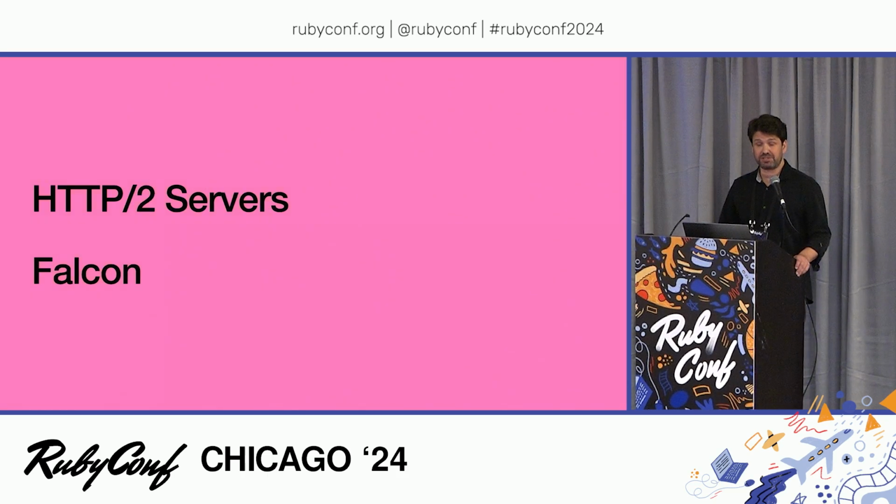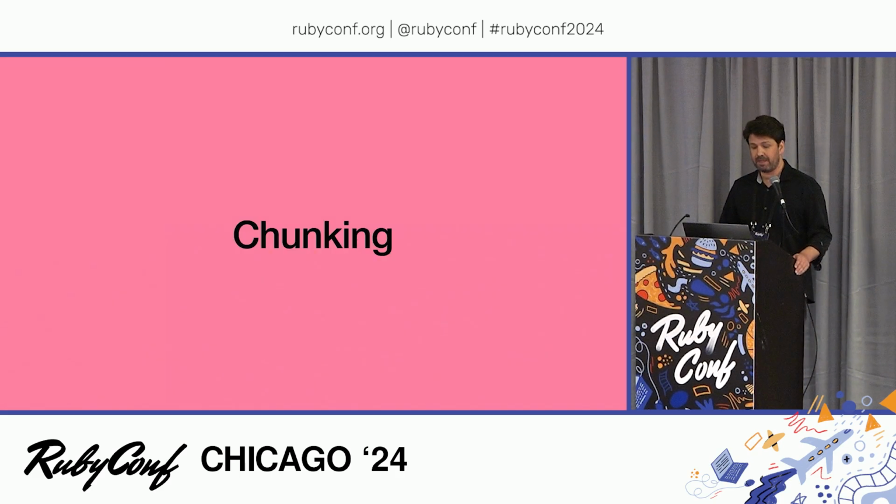HTTP servers, not Puma, Falcon, so we have one. There may be more. I'd love to hear about them. If you are creating one or see one, please let me know. Havenwood on GitHub and IRC and Discord and things. HTTP3 servers, no. Also coming, but no.